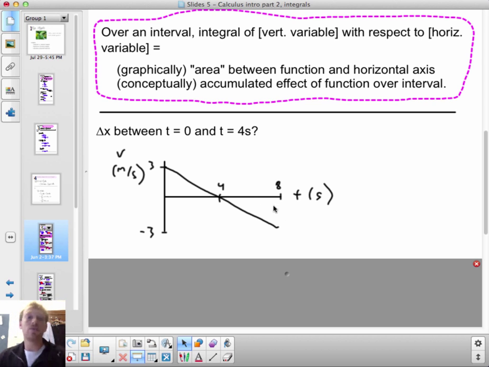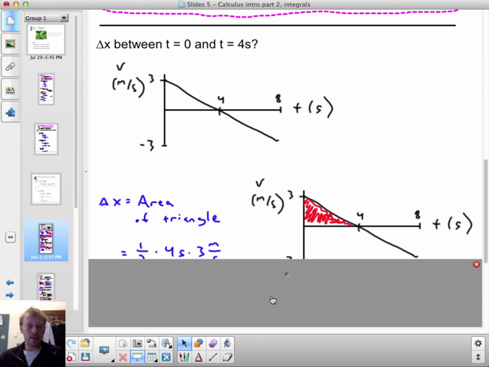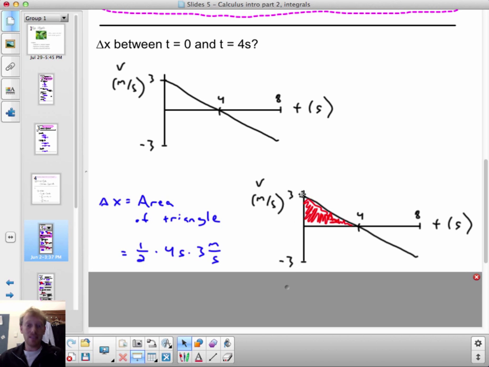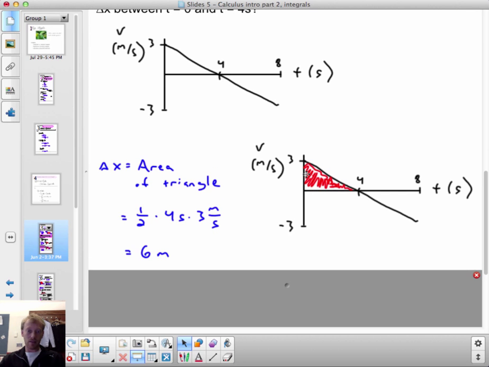In this different situation, we have a changing velocity as a function of time, and I could ask this question: what is the displacement of this object between t equals 0 and t equals 4 seconds? Well, again, I would use my geometry skills to find the integral. The integral of velocity is displacement. And what is the area of this red triangle? It's 1/2 base times height, and the base is 4 seconds, and the height is 3 meters per second. And so that will be an area, a displacement, an integral of 6 meters.